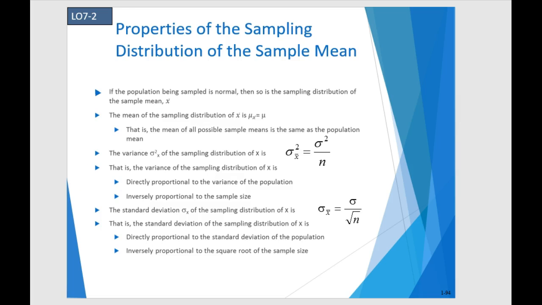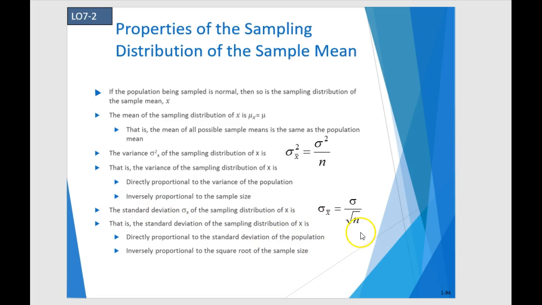Moving on, the properties of the sampling distribution of the sample mean. If the population being sampled is normal, then so is the sampling distribution of the sample mean. We went over that. The mean of the sampling distribution of x bar, mu sub x bar, is equal to mu. We went over that as well. Now this is where we get into some new formulas. The variance of the sampling distribution, sigma squared x bar, is equal to sigma squared over n.